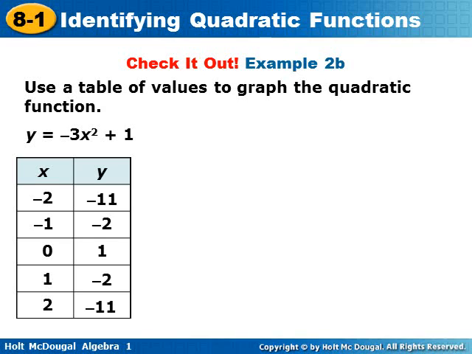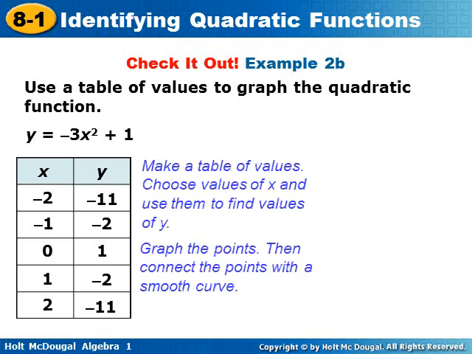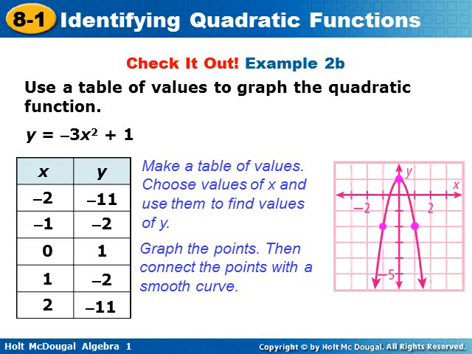So once you plug them in for x and solve for y, you get -11, -2, 1, -2, and -11. Notice again, the values are starting to repeat themselves, which shows you that you've gone to the other side of the curve of the parabola. Then you graph the points and connect them with a smooth curve, so your graph should have looked something like this.